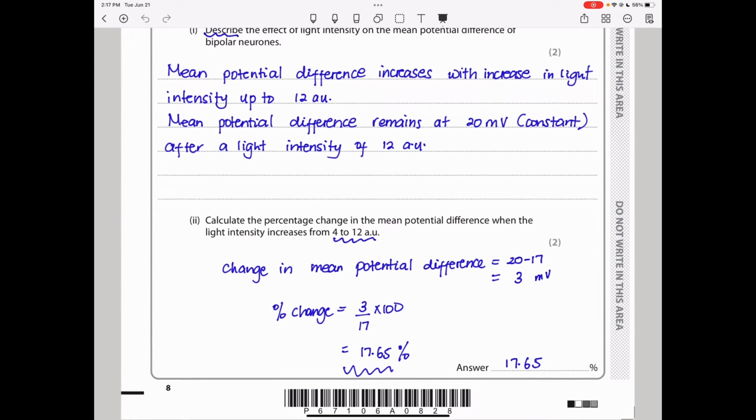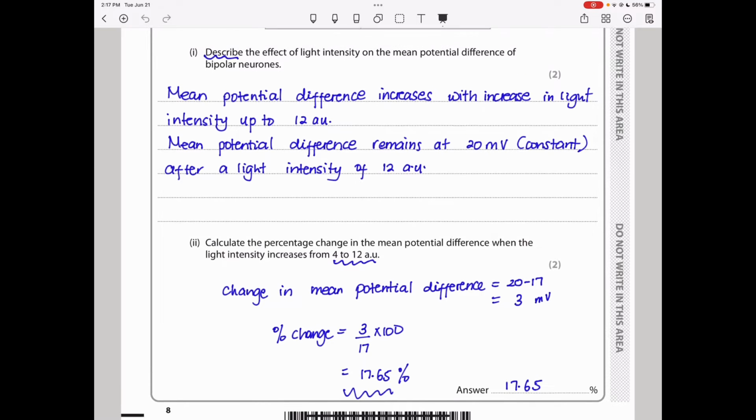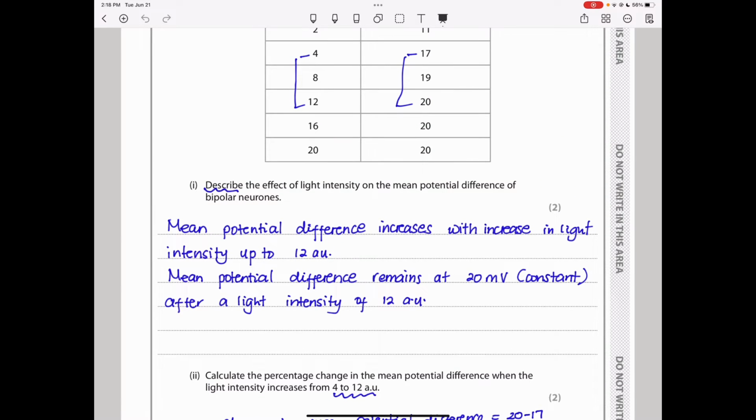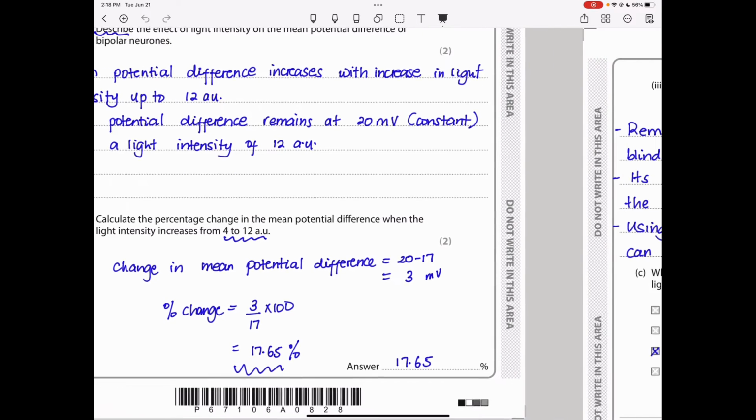The next part says, calculate the percentage change in mean potential difference when the light intensity increases from 4 to 12 AU. I will go back here. The change from 4 to 12 causes a change from 17 to 20. So the change is going to be 20 minus 17, which gives us a 3. So the percentage change will be 3 divided by the original, which was 17, times 100, giving us 17.65%. That is the percentage.